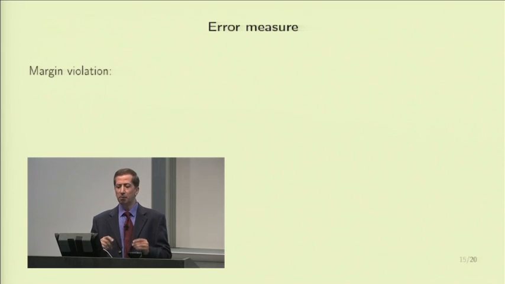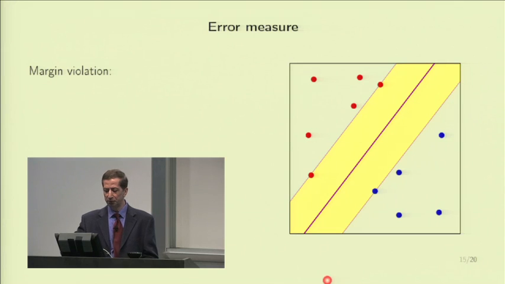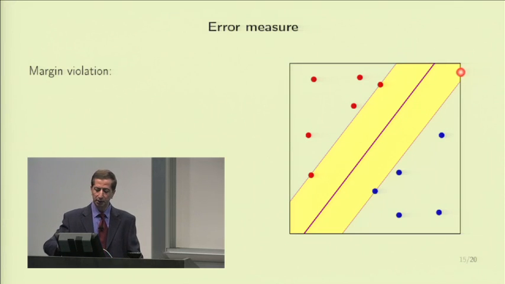I'm going to consider the margin violation. So let me have a picture and talk about it. Okay, so when you solve support vector machines in a linearly separable case, you maximize the margin, and these will be the ones that achieve the margin, and these guys will be interior points. And now we are going to consider errors.